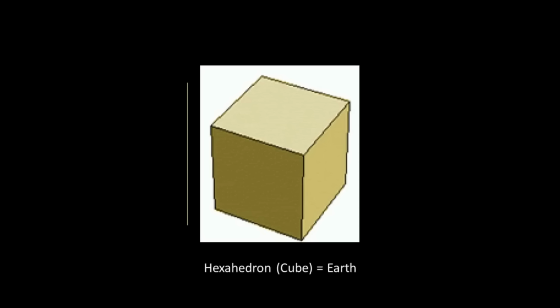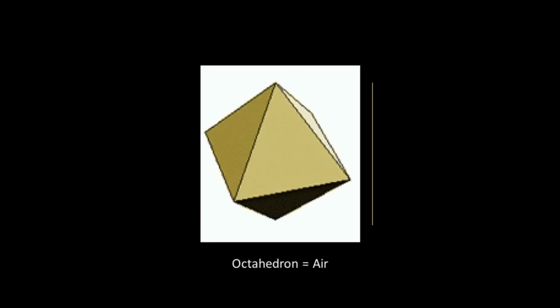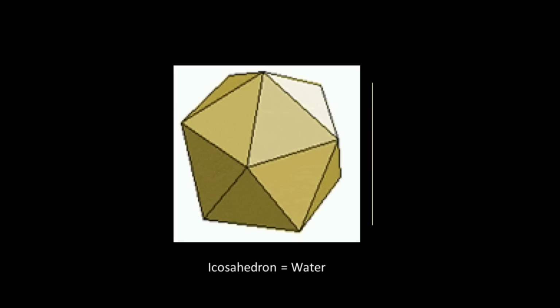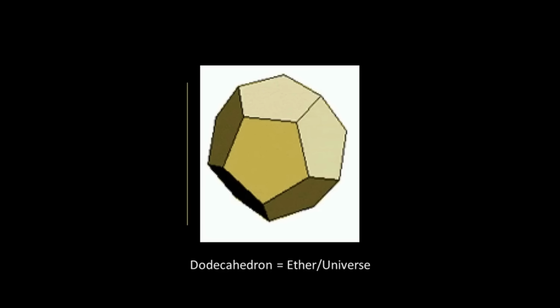They are also associated with the 5 elements. The hexahedron, or cube, is associated with earth. The octahedron is associated with air. The tetrahedron is associated with fire. The icosahedron is associated with water. And the dodecahedron is associated with ether and the universe.